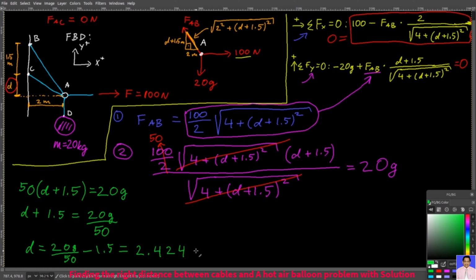and that's 2.424 meters. And there you go. This distance here, it's 2.424 meters. Now, I did not ask you to calculate this force here, but if you want to calculate it, then you can just take this number, D, and put it here into this equation, and that will give you FAB. And that's it for this problem.